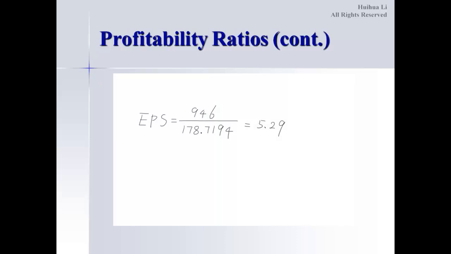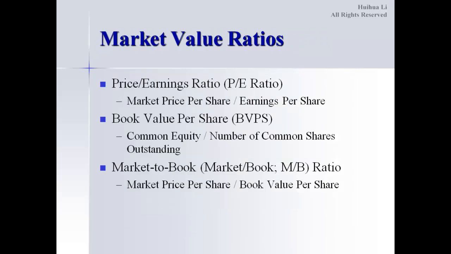EPS equals 5.29 means that for each share outstanding, it has net income of $5.29. For market value ratios, our only focus here is price-earnings ratio. You can find the price information in the income statement. For book value per share and market-to-book ratio, they are just for your information. Now please calculate the P/E ratio for year 2009.